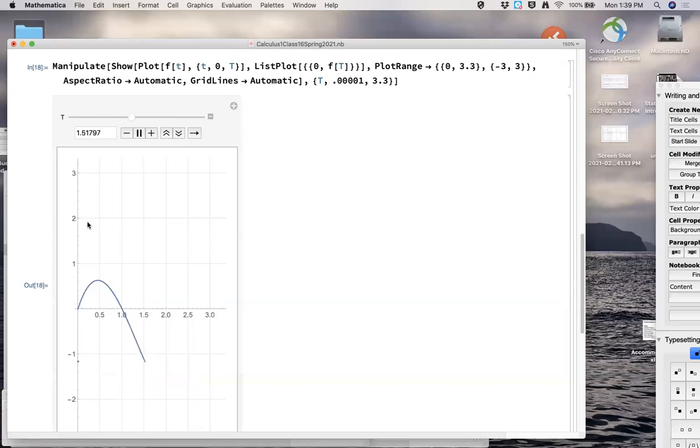Okay. When we meet again on Wednesday, we will apply these ideas to motion in the plane, parametric equations, chapter 4.8.